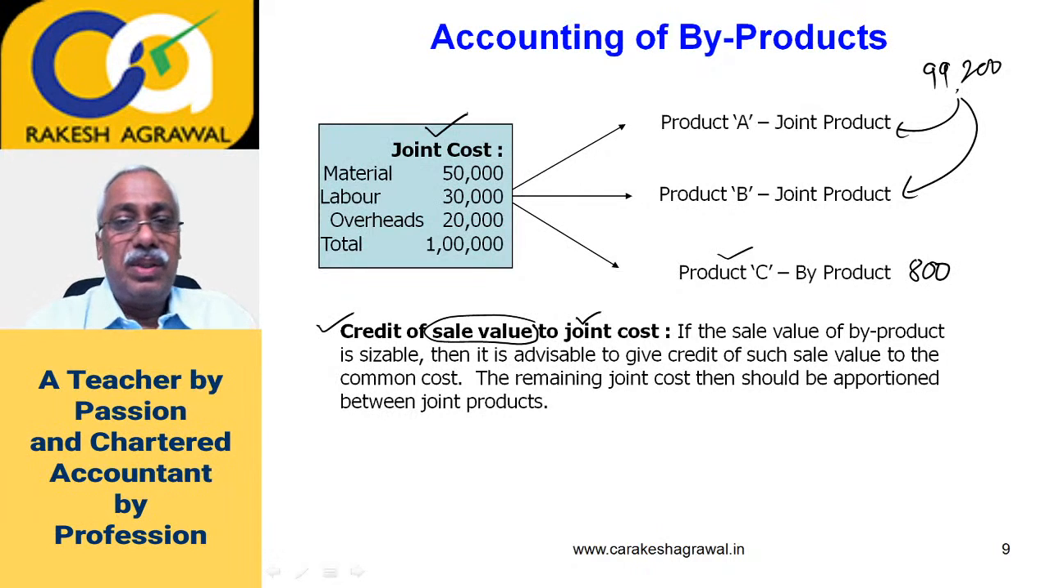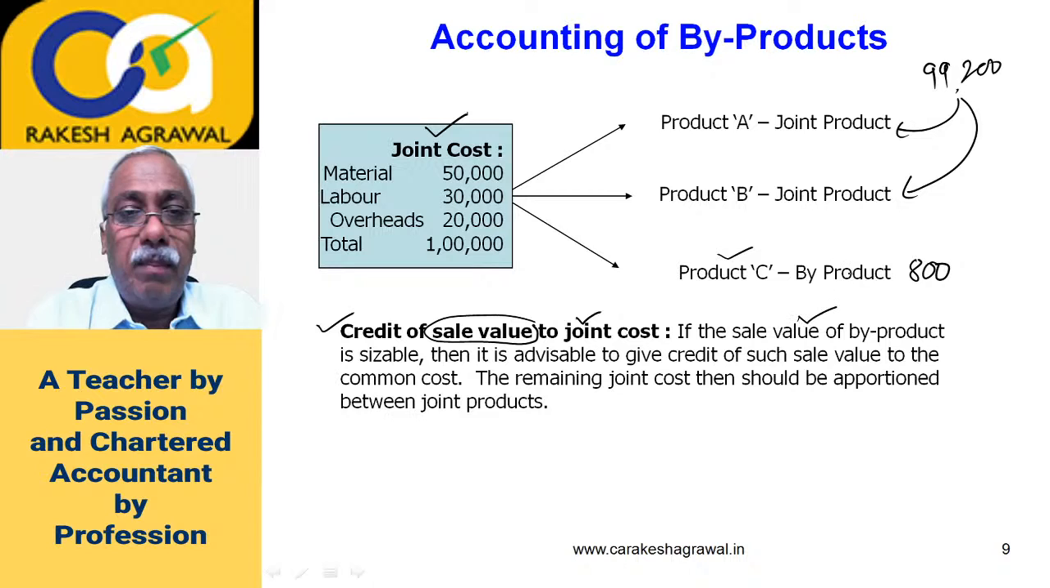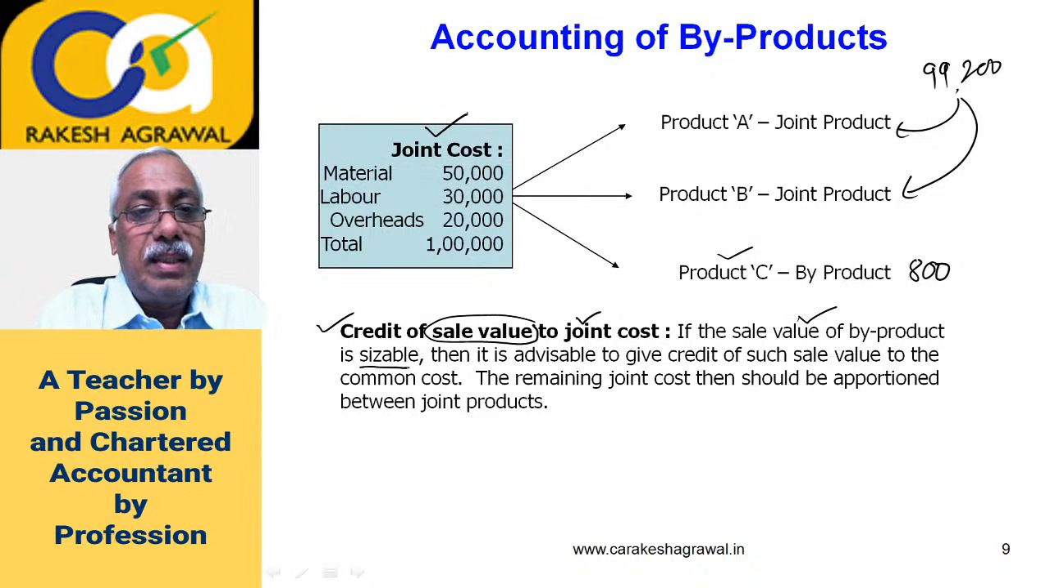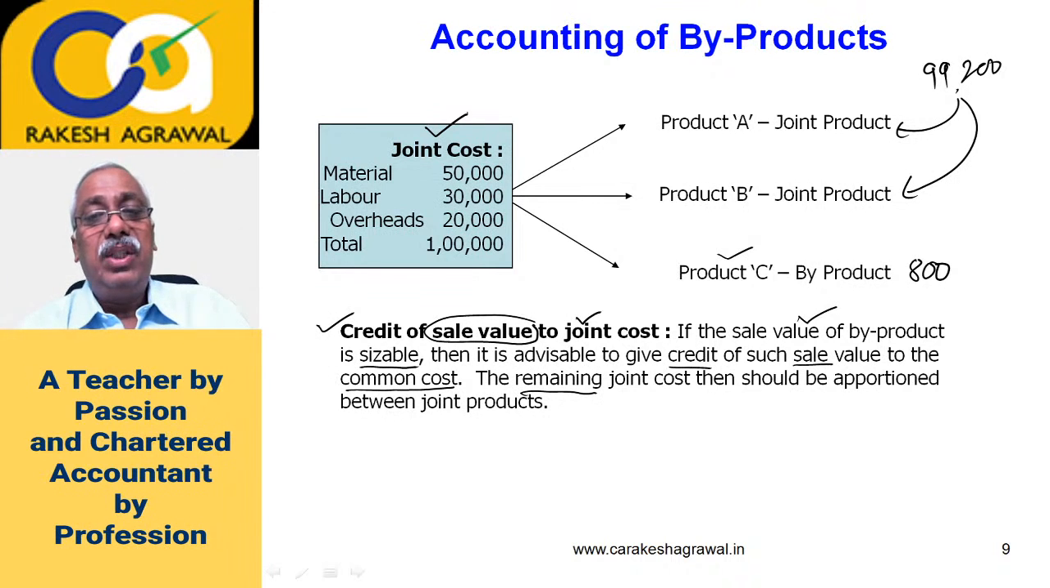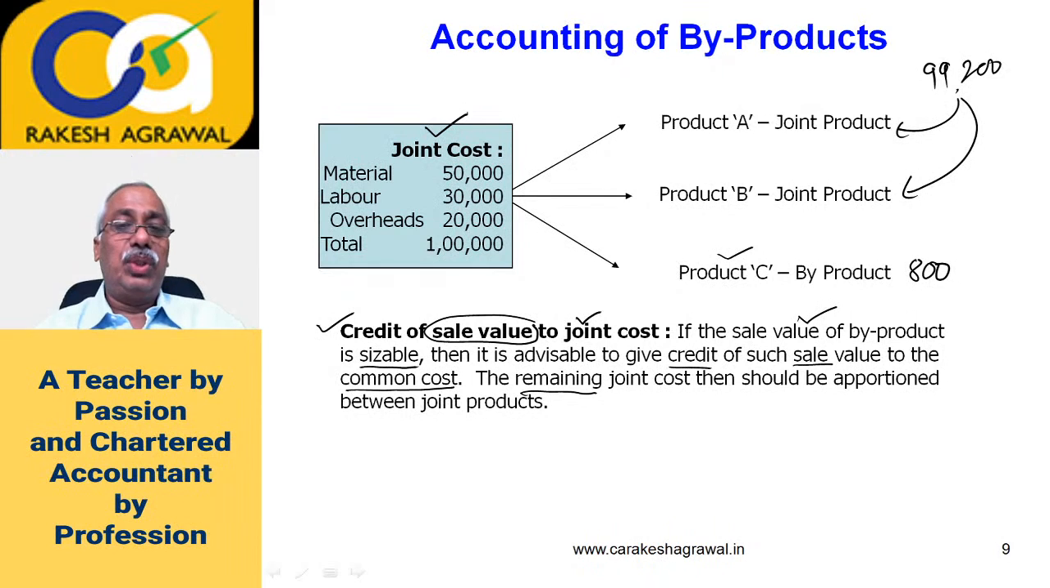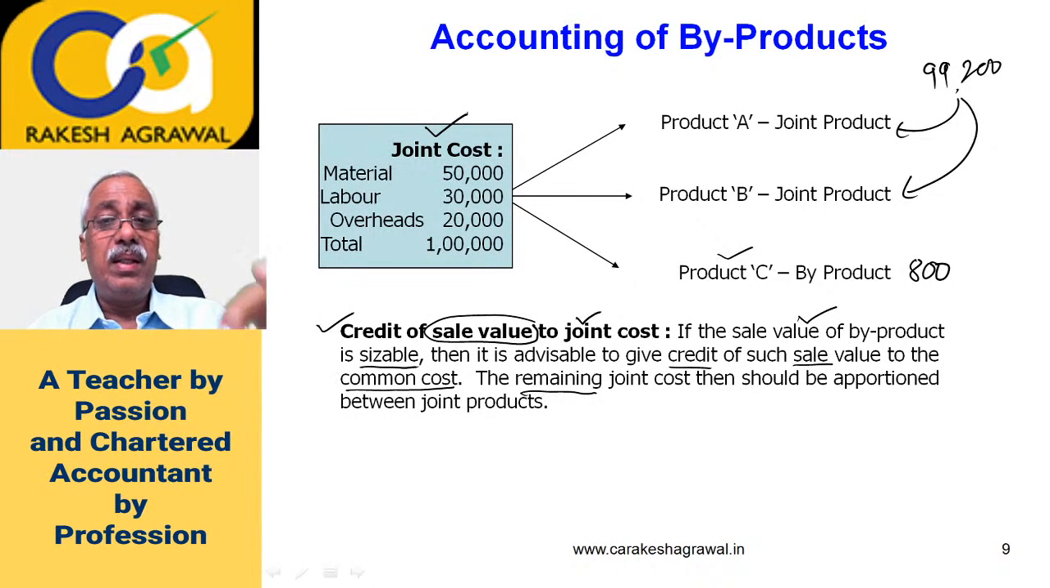Got it? So it's written here, if the sale value of byproduct is a little sizable, not very small, then it is advisable to give credit of such a sale value to the common cost. Common cost means joint cost. And the remaining joint cost then should be apportioned between the joint products. This is a better method than the previous one, provided the sale value is little sizable. If it is very small, then you can directly credit to costing P&L.